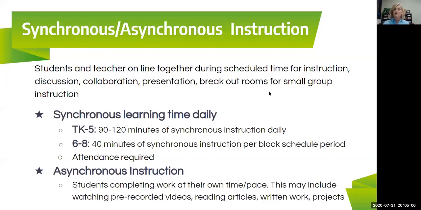We've worked really hard over the last 6-7 years on delivering small group differentiated instruction to our students, and we would continue that in the distance learning model. Synchronous learning time will be daily. So in TK through 5th grade, they would be receiving 90 to 120 minutes of synchronous instruction daily. Now that does not mean that's 90 minutes or 120 minutes all at one time. We all know that's way too long for a student to be online all in one chunk. So it would be chunked out throughout the day.